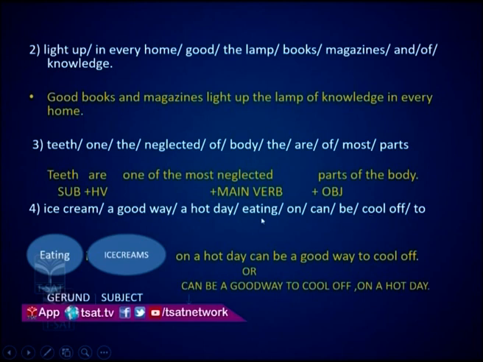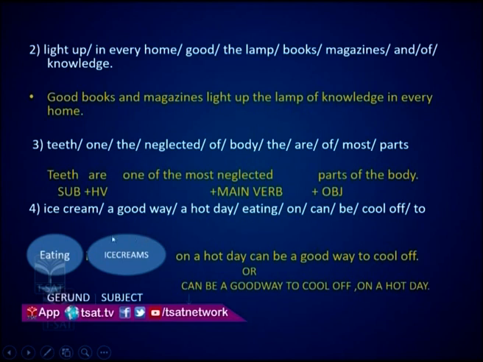Or can we start the sentence like this? Eating is the gerund. Eating ice creams on a hot day can be a good way to cool off. So we are getting the subject, that is eating. What are you eating here? Ice creams. So eating is a gerund and ice cream is a subject. When are you eating ice creams? On a hot day. Can be a good way to cool off.